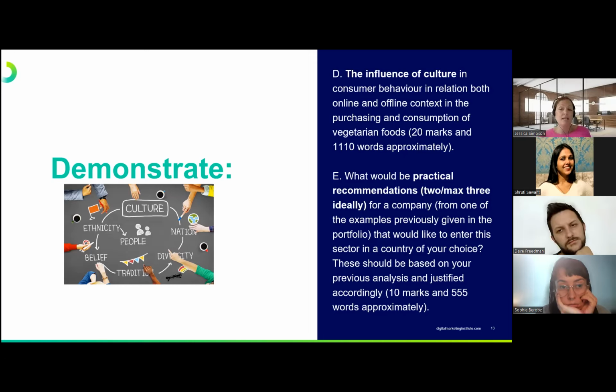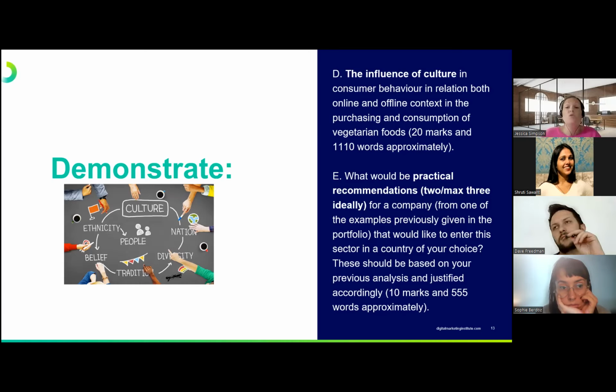The practical recommendations is when you start to put your marketing hat back on and you say, okay, actually now I can talk about recommendations of what marketing activity should happen. How can we make this a customer first approach? What things can we put in place? Now, you do have to decide on a company here. So you might want to think about choosing a company that you're recommending for.